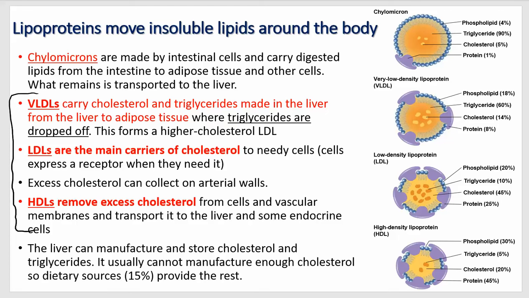So the VLDLs, triglycerides. That's what you should think. LDLs, cholesterol, taking it to the cells. HDLs, cholesterol, removing it, taking it back to the liver. Okay, chylomicrons, digestive. It's mainly taking cholesterol to storage cells and muscle.